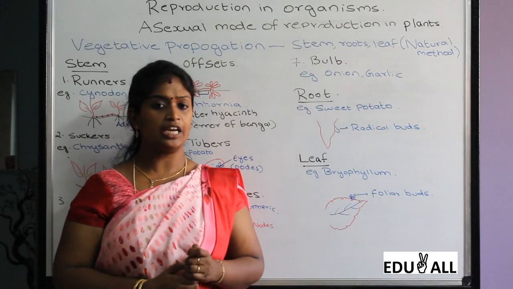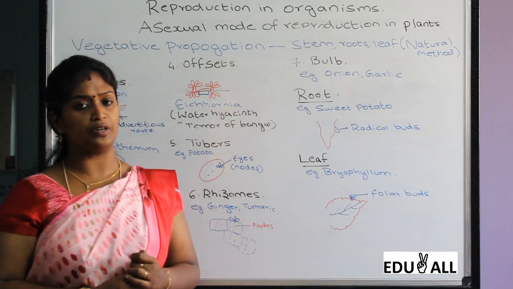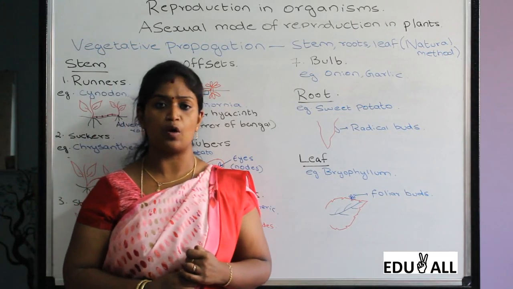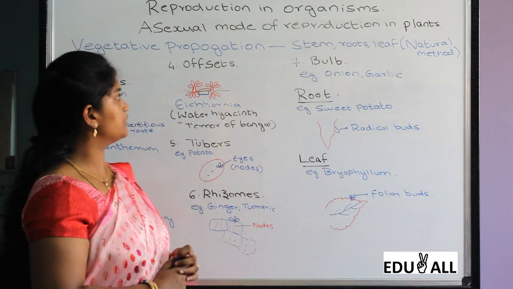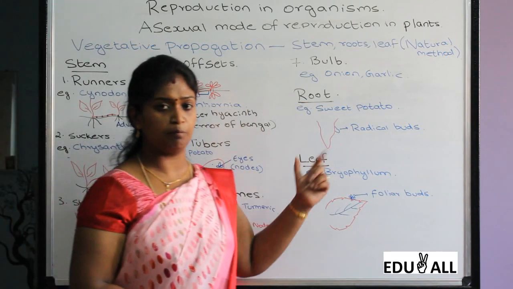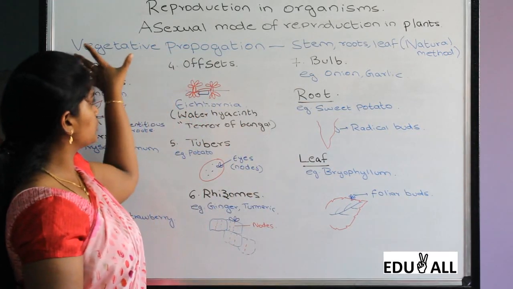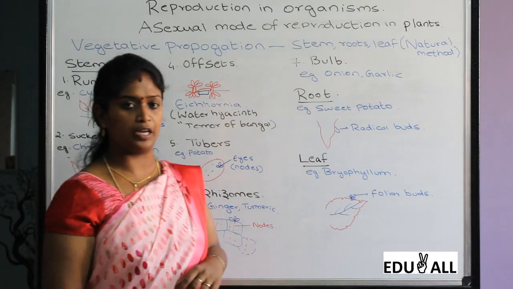Hello everyone. In our previous video we studied the introduction of the chapter Reproduction in Organisms. In this video we will study the asexual mode of reproduction in plants. Asexual mode of reproduction in plants is called vegetative propagation.